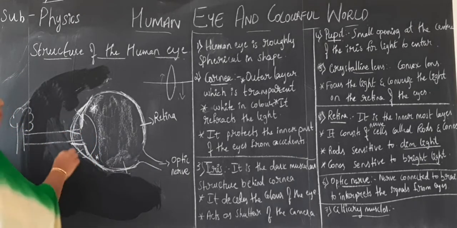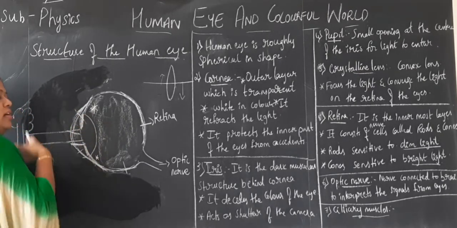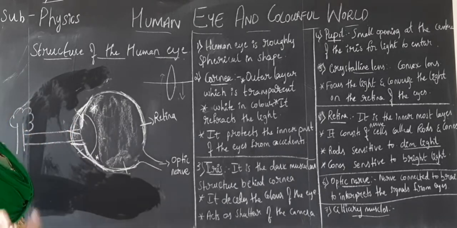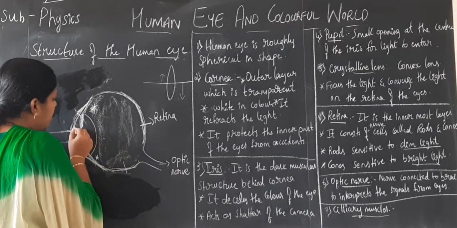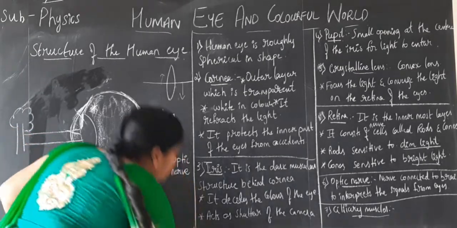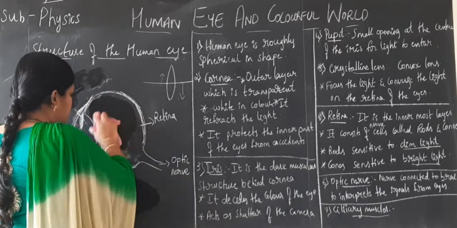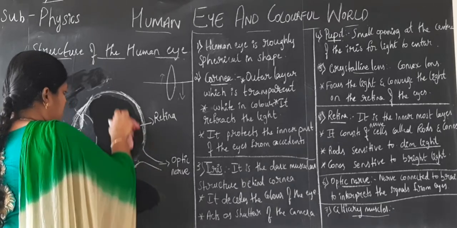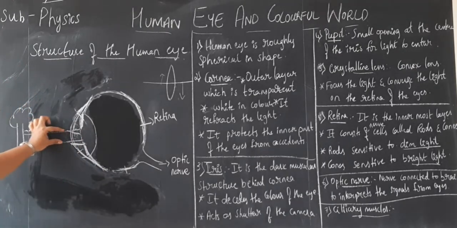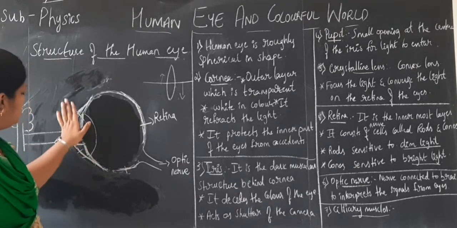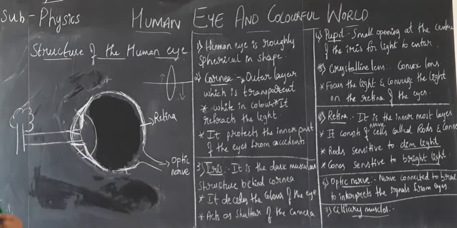Like this, in between the front cornea and the pupil, children, multiple refraction of light will take place, and finally the ray of light will enter. I don't want the shading also, because I want to show you the image formation inside the eyes, children. Okay? So light is falling onto the cornea and refraction is taking place while passing through different mediums: air, glass, water.